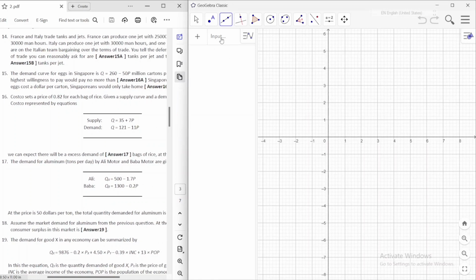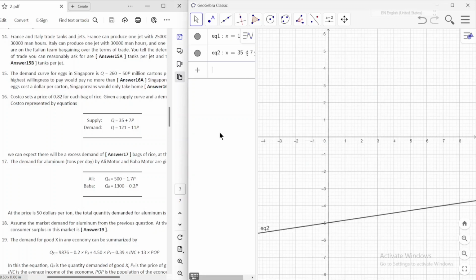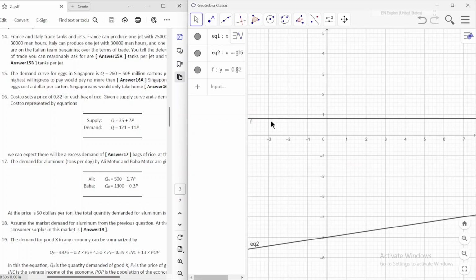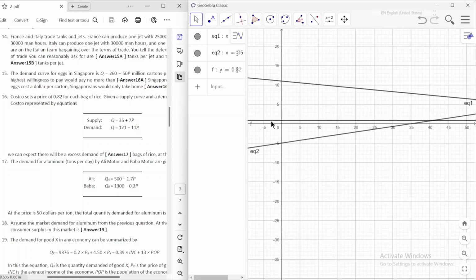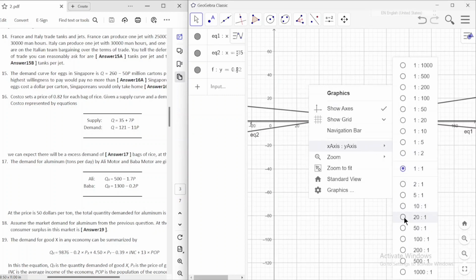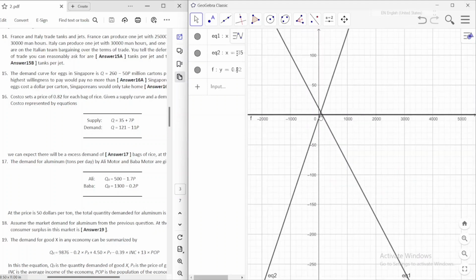Okay, so the demand relation is x equals to 121 minus 11y, and supply is x equals to 35 plus 7y, and price is y equals to 0.82. So let's see, where is the curve? Let me change the aspect ratio. Okay, I think it looks nicer now.